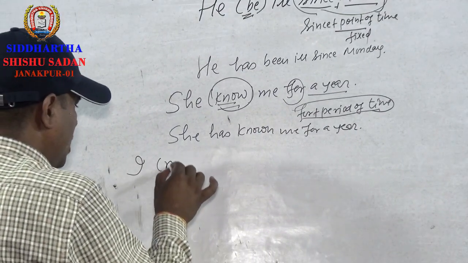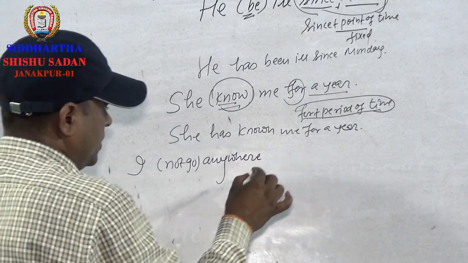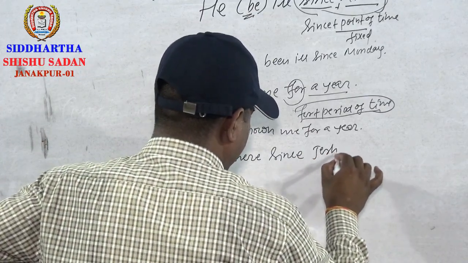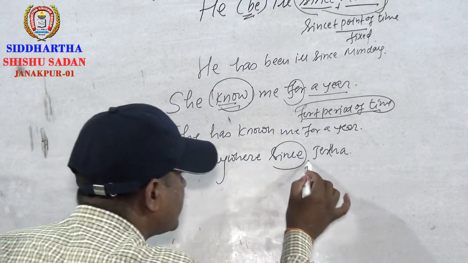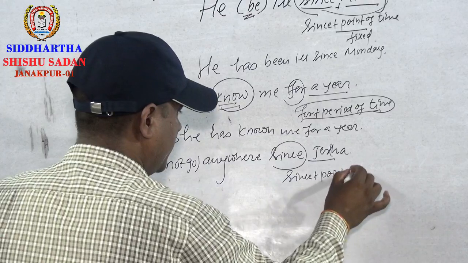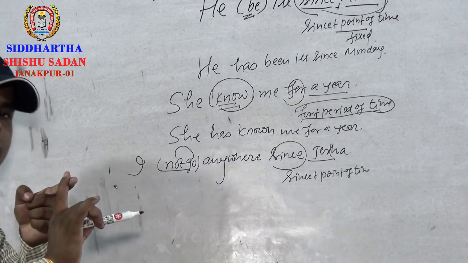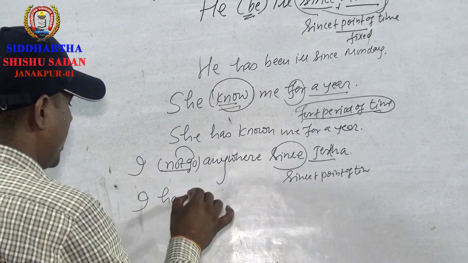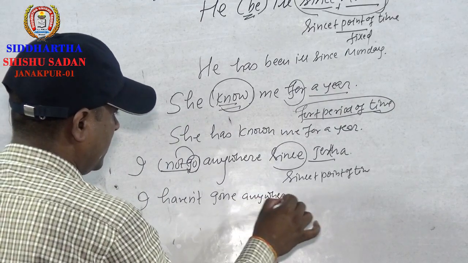I (not go) anywhere since. See that, since plus which time is this? Point of time. Since plus point of time is here. And what's the verb here? The verb is with not. So in this condition too, dear students, we use present perfect tense. So what's the answer here? I, with I what? Have. It's negative, so I haven't. What's the V3? Gone. I haven't gone anywhere since.